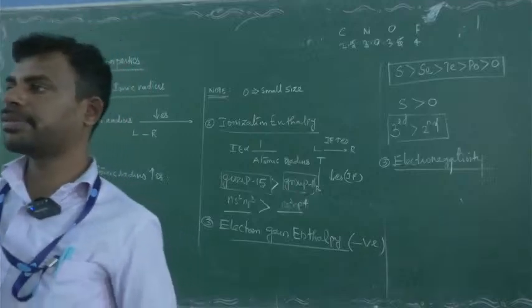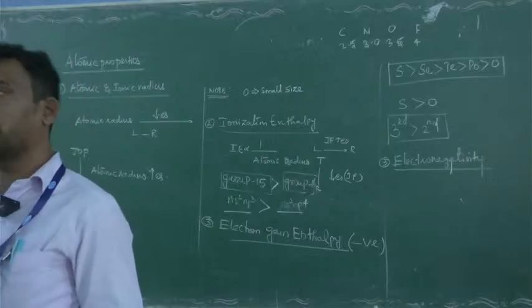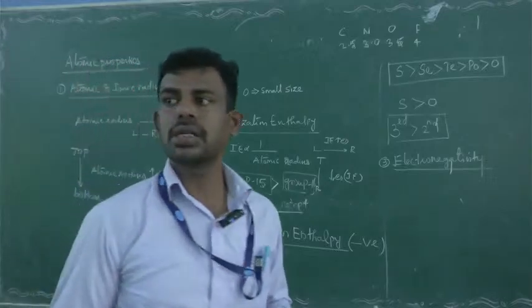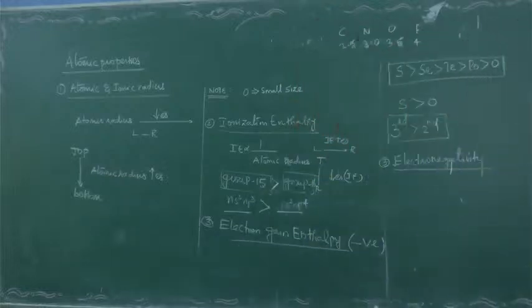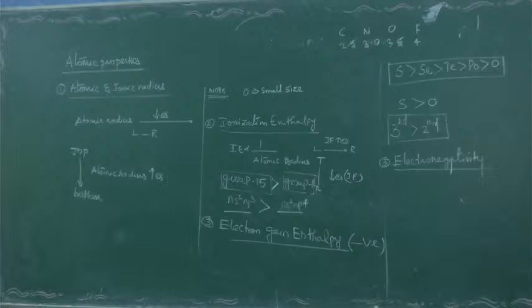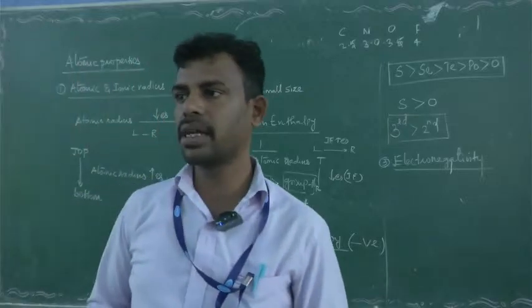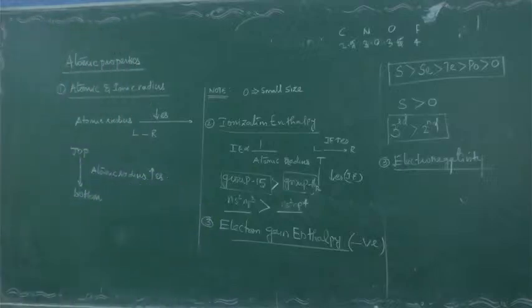The most electronegative element after fluorine is oxygen. After fluorine, which one is the most electronegative element in the periodic table? Oxygen. Is it clear? So after fluorine, oxygen has the highest electronegativity. Down the group, obviously, electronegativity decreases. Down the group, the electronegativity value is going to decrease.